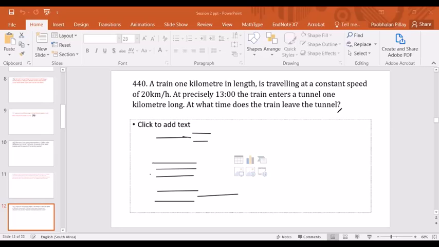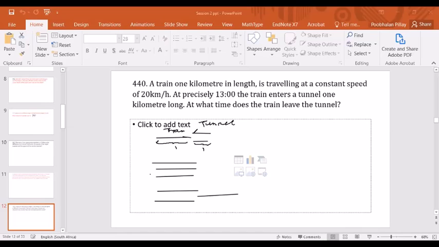So let's draw some pictures here to understand what's going on. This thing here is your tunnel, and this thing is your train. And your tunnel is the same length as the train. They're both 1 kilometer long. So this is not very accurate here. This length here is the same as 1 kilometer, and the length of the train is also 1 kilometer. Okay, so this is the situation.